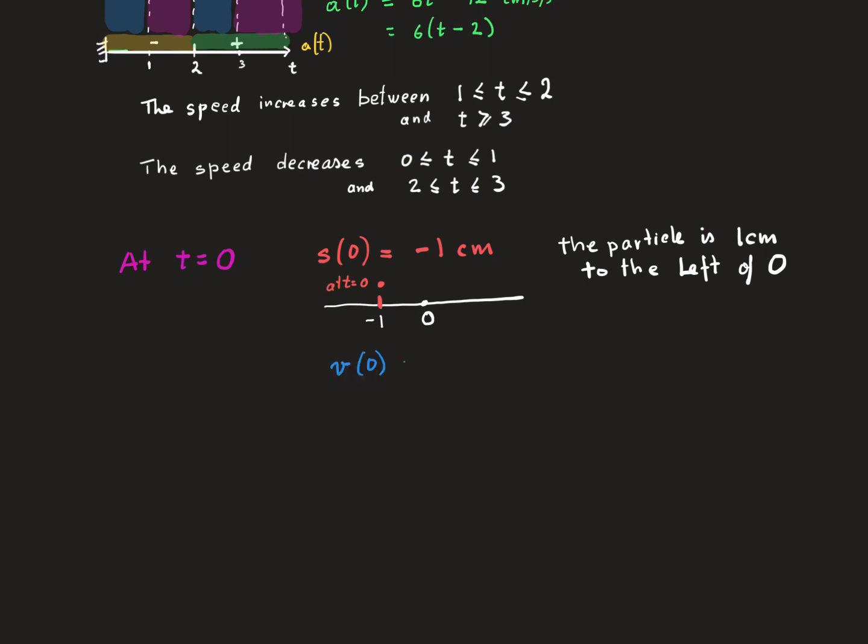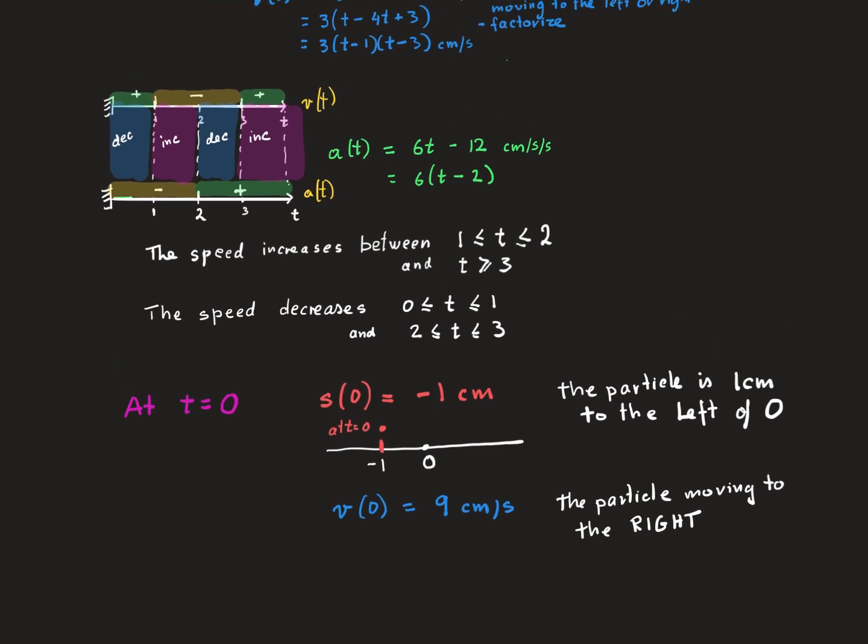Okay, let's look at the velocity at its initial time. The velocity at 0 time, from the velocity function, will be 9 centimeters per second. This is a positive value, which means that it is moving to the right with a speed of 9 centimeters per second. But we also know from its sign diagram that its velocity changes at 1 and at 3. That means its direction changes at these instants.